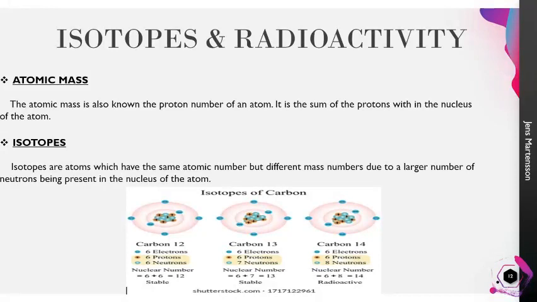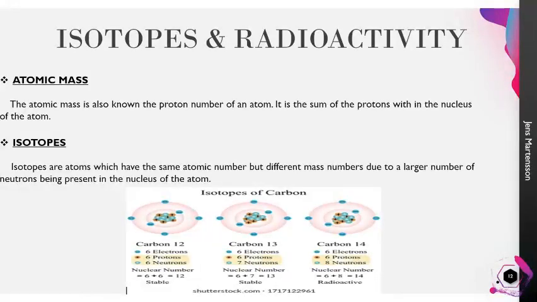So the atomic mass. The atomic mass is referred to as the proton number of an atom. Therefore, it is the sum of the protons within the nucleus of the atom. The isotopes are atoms which have the same atomic number but a different atomic mass, due to larger amount of neutrons being present within the nucleus of the atom.